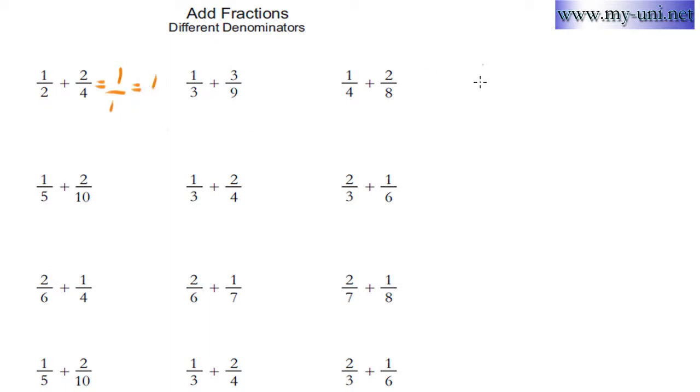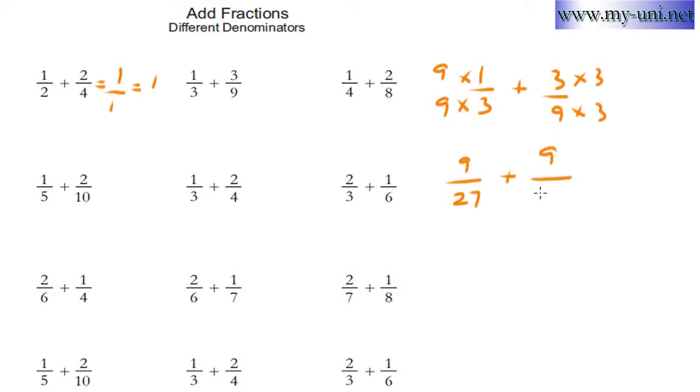Next one, 1 over 3 plus 3 over 9. We have to multiply this number by this one and this number by this one, which means we have to multiply 3 by 9 and 9 by 3. And because we multiply this denominator by 9, we have to multiply this numerator by 9 as well, and we have to multiply this 3 by 3, because that's what we did to the denominator on this side. So 9 times 1 is 9 and 9 times 3 is 27, plus sign, 3 times 3 is 9 and 9 times 3 is 27.